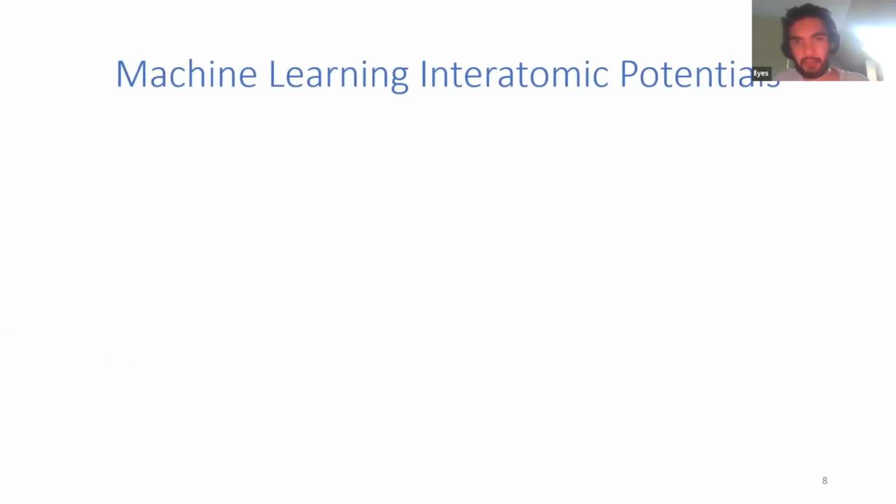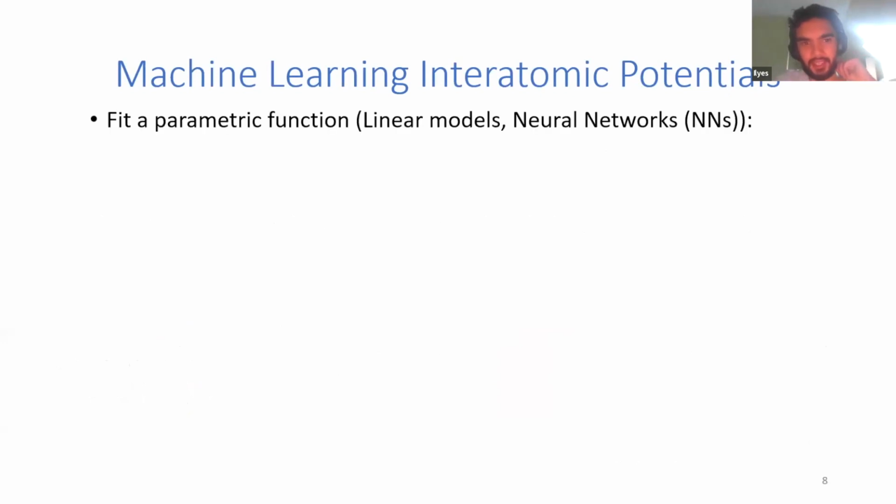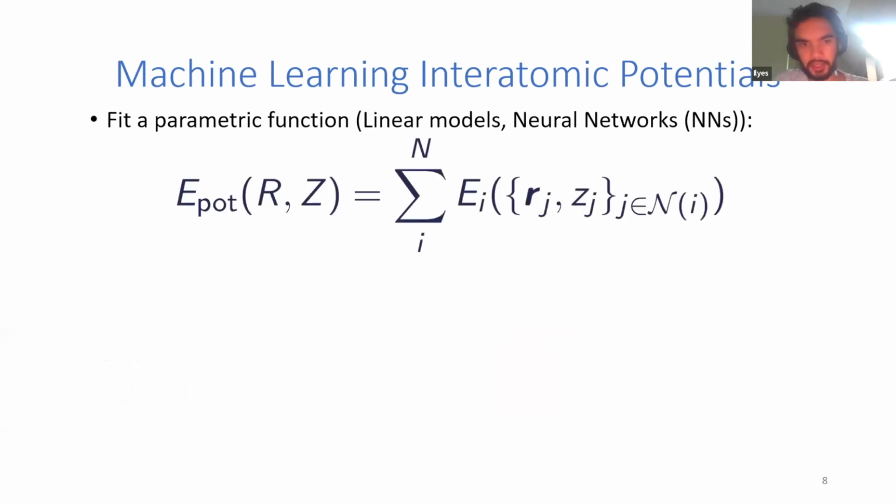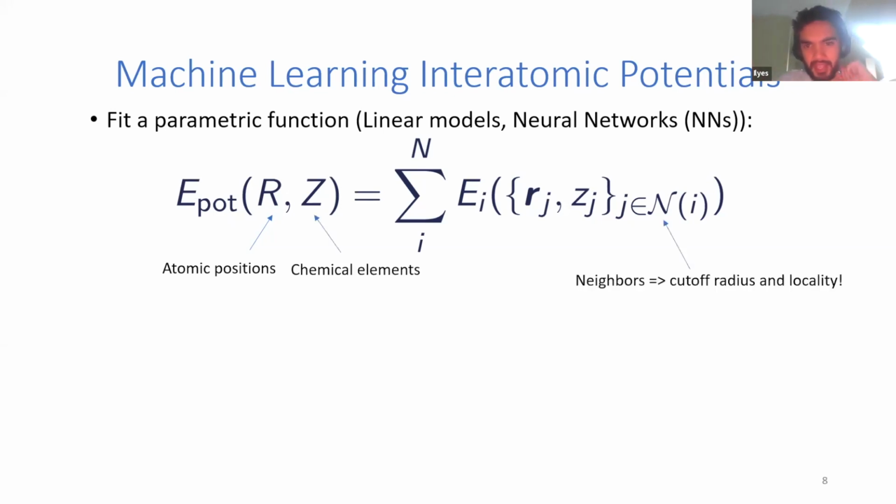Yeah, I was saying ML interatomic potentials are actually a very simple idea. It's just to fit a parametric function. It can be anything, a linear model, a neural network. It is a function of two things: the atomic positions R, which is just a matrix of size 3 by N, and the chemical elements. And one central assumption is locality, which gives the topology on your graph. This is given by a cutoff radius that creates neighborhoods, the N_i.